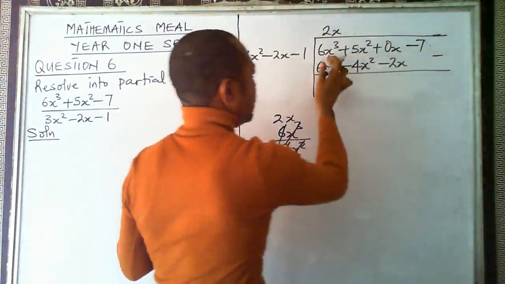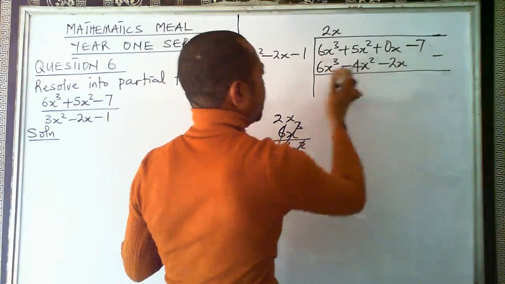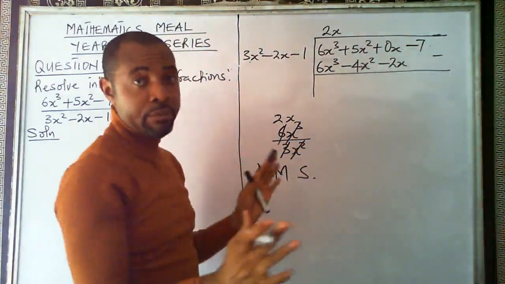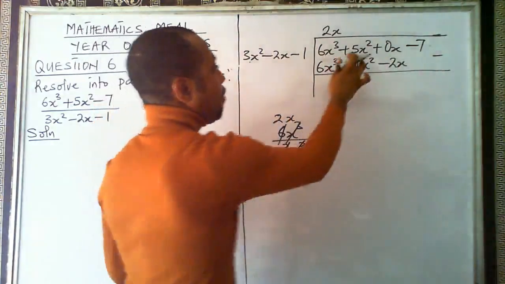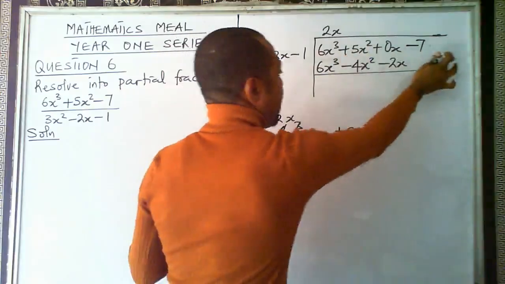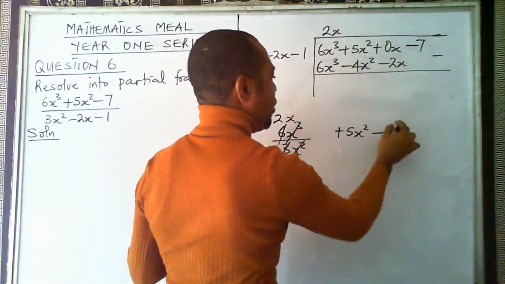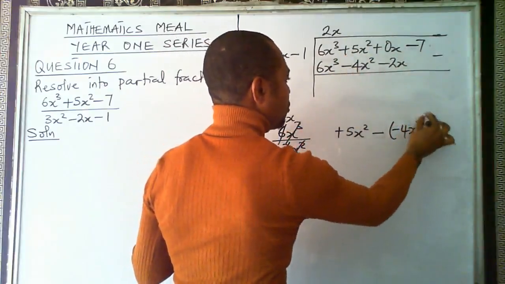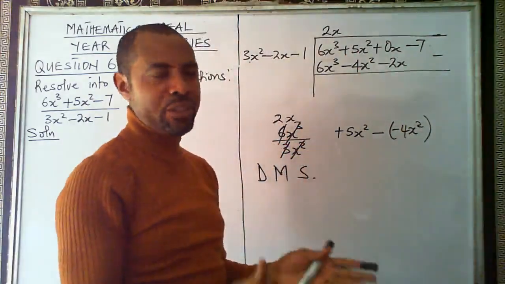6x minus 6x raised to the power 3 minus 6x raised to the power 3. That's 0. Gone. Okay. Then plus 5x squared. That's what we have there. Minus 4x squared. So here you need to be careful with signs.